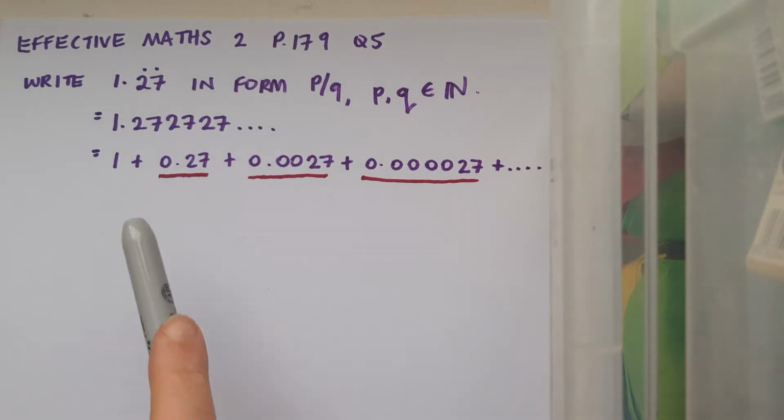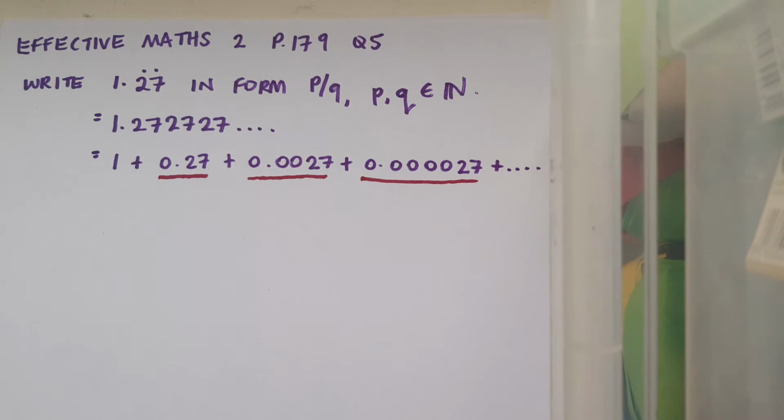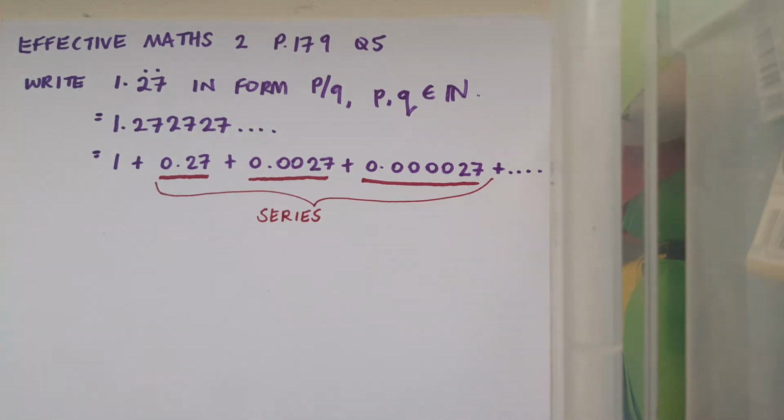And I'm going to treat the 0.27 and the subsequent terms as a series in their own right. And as the dot dot dot indicates that I'm going to continue on indefinitely, I'm going to consider this to be an infinite series, and I want to find its finite sum. So I want to find the sum to infinity, and so I'm using the formula a over 1 minus r. I'll need to note the a and the r. The a will be the first term of this series. In this case, that's 0.27.